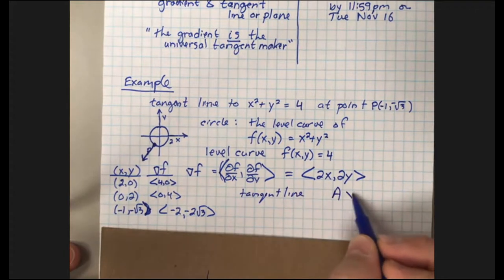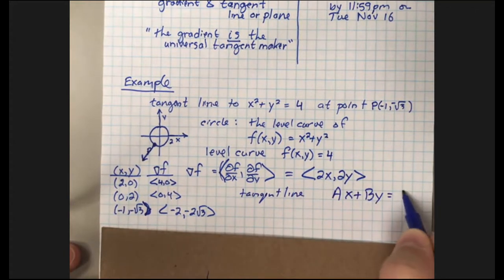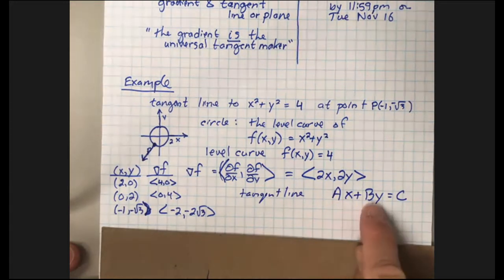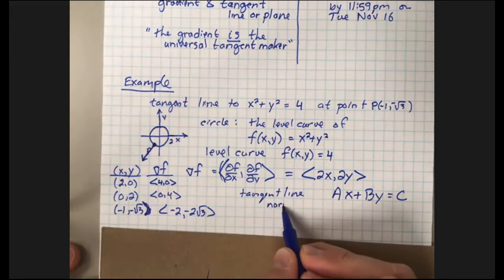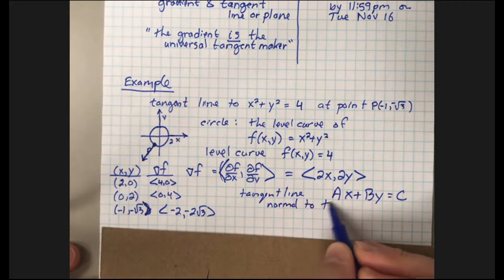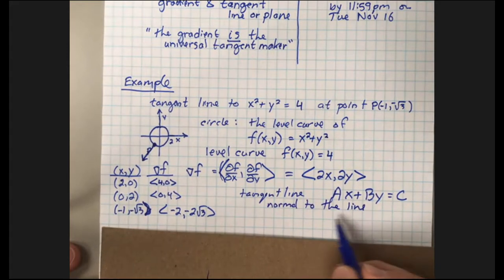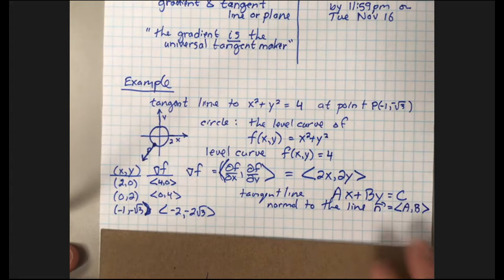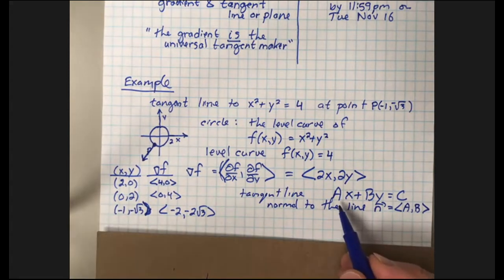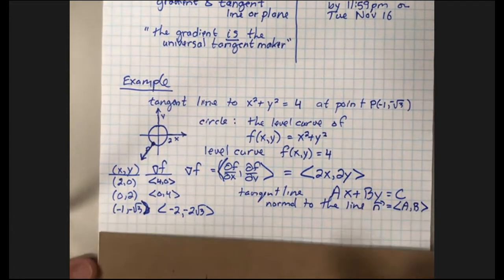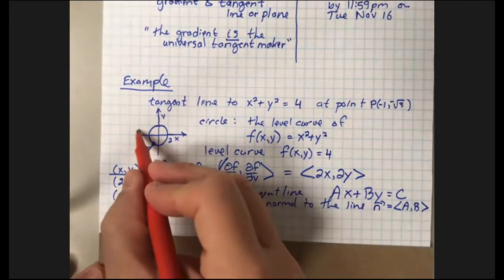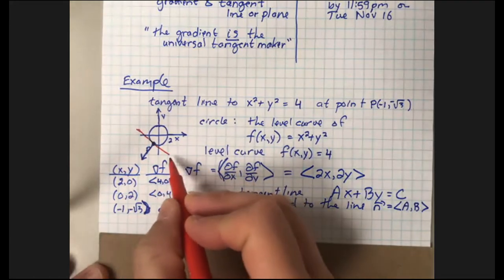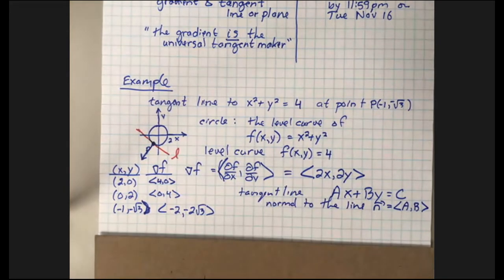Because a line is an expression ax plus by equals c, and the a and the b are the normal to the line. So we'll do a more sophisticated problem in a second. But you just got to remind you of the properties of the gradient. When you first learned how to make lines, you focused on slope. But now we want you to focus on the normal when you're trying to make a tangent line. Because if you know the normal, you can create the line tangent to that object.